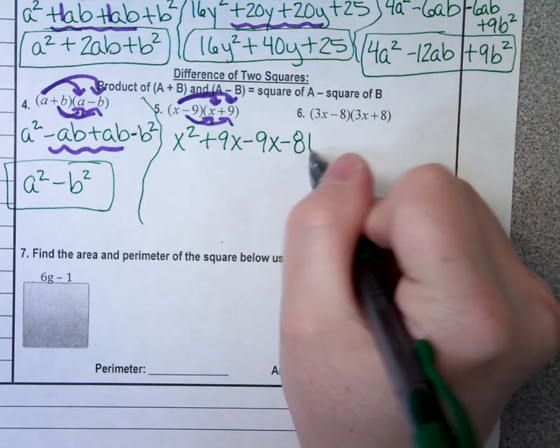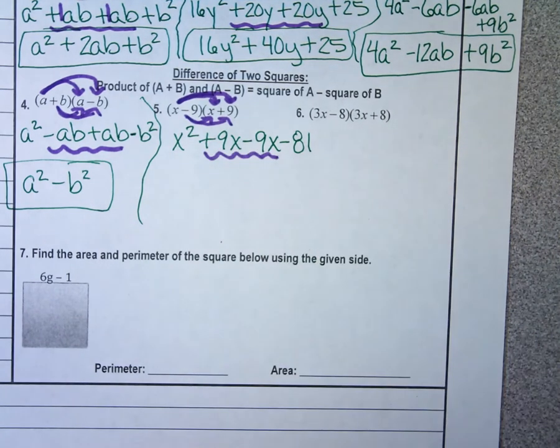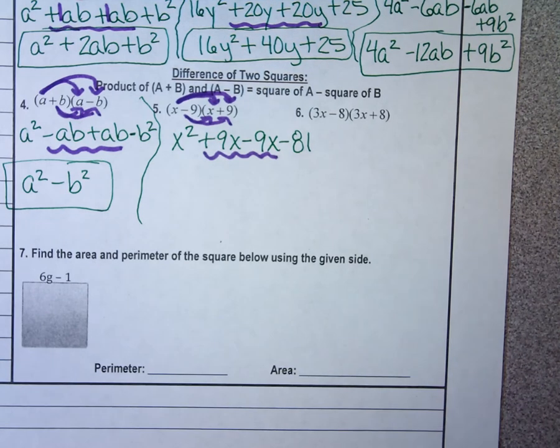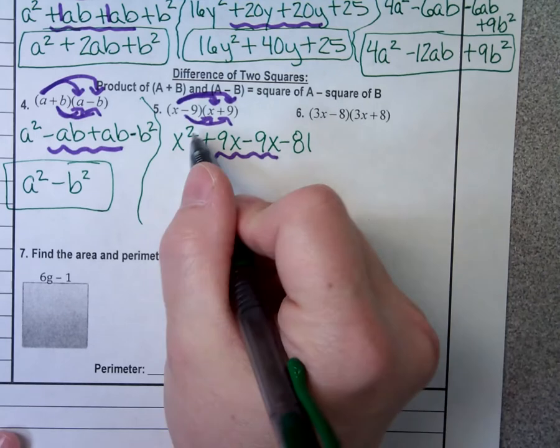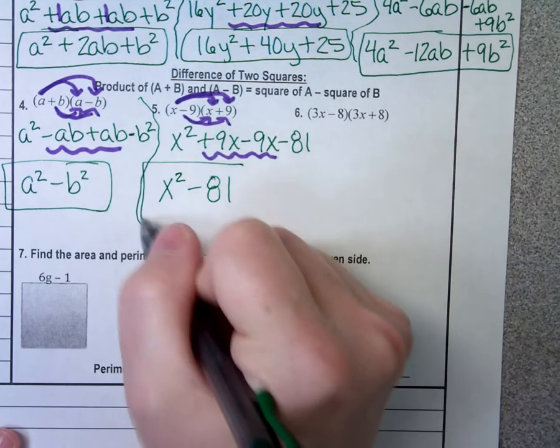And how about negative 9 times positive 9? Negative 81. Okay, at this point I'm done multiplying. I'm just going to combine like terms. And what do you get if you combine a positive 9x minus 9x? 0. Shoop! It's gone. All you're left with is the x squared and the minus 81. That's our answer.